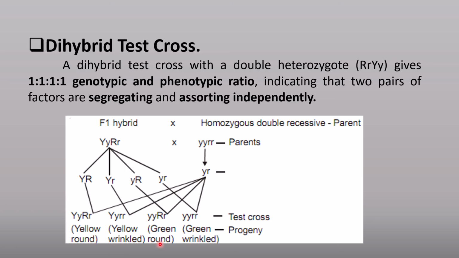Whereas here, green round, the same goes here. Green is the recessive character that is expressed here, and round is the dominant character that is being expressed here. And here, since both of them are purely recessive, they give the recessive character, green wrinkled.